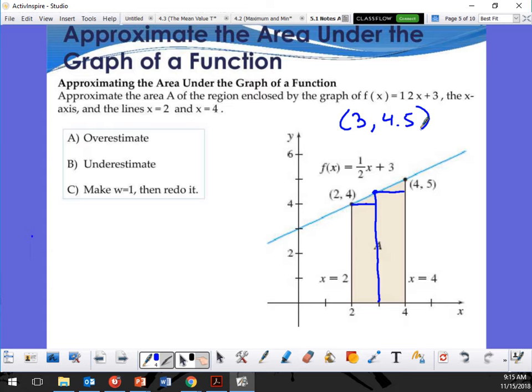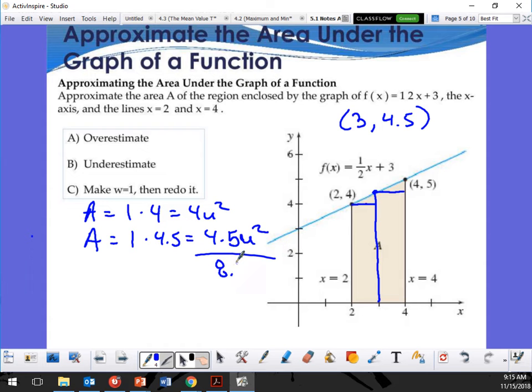Okay, so what's the height of my first one? 4. Thank you. So area is equal to the width of 1 times 4, which would give me 4 units squared. Next one, area is going to be, what's the height of the second one? 4.5. 1 times 4.5, which is going to give me 4.5 units squared. So my total area is going to be 8.5 units squared.